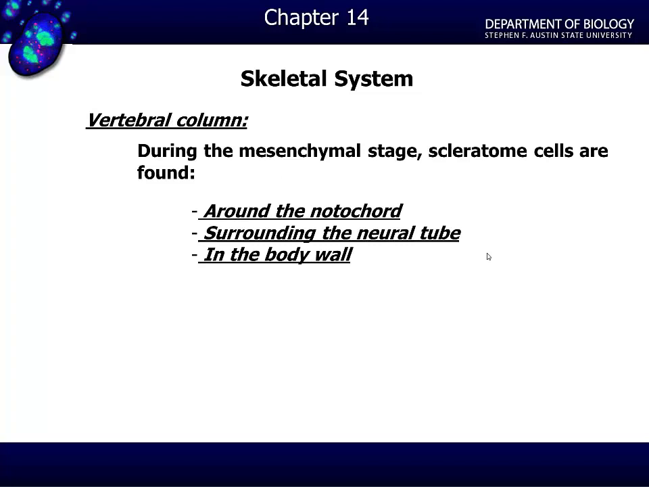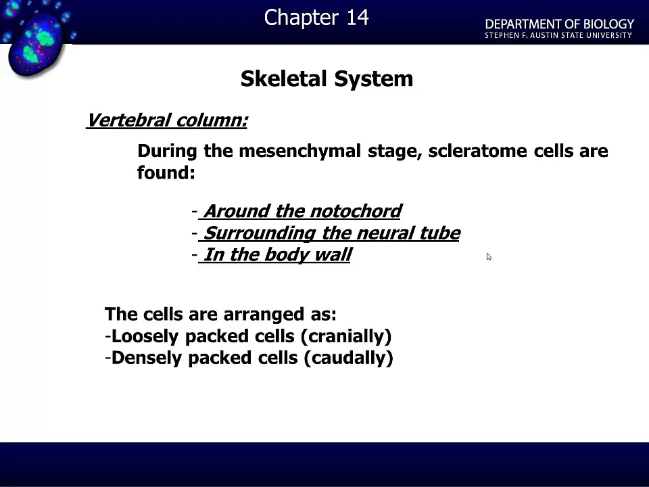Now, this is an interesting system of development. We have our paired somites, and it seems to reason that those paired somites would just turn into vertebrae. But again, it's not that easy, because what would I ask you on a test? When we look at the development of our vertebral column, we're going to see that the cells of the somites, specifically those sclerotome cells, are found around the notochord, surrounding the neural tube. We're also going to get some contribution from body wall mesoderm.